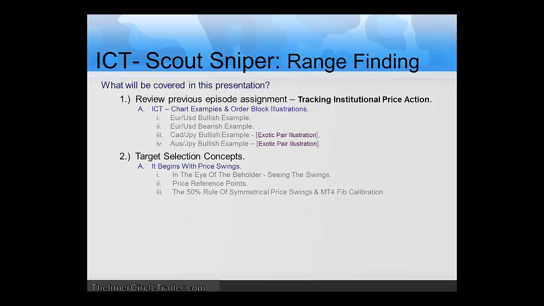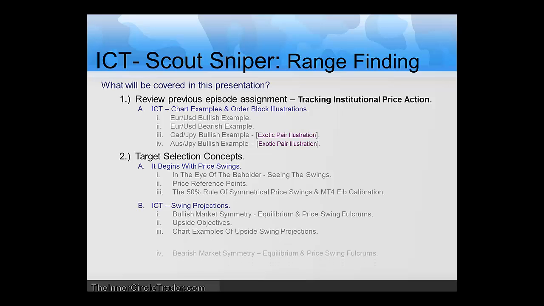And we're going to be introducing the 50% rule of symmetrical price swings, and we're going to be giving you the instructions of MT4 fib calibration. And we're going to be looking at ICT swing projections. Wow. Market symmetry in the bullish realm. We're going to be talking about equilibrium and price swing fulcrums. We're going to give you upside objectives. And we're going to be looking at the chart examples of upside swing projections.